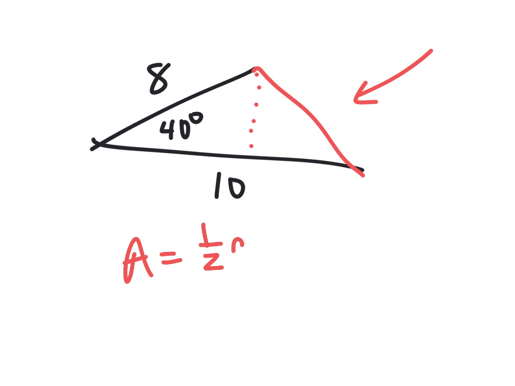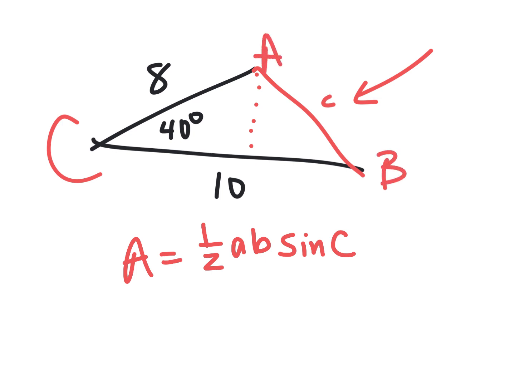Okay, 1/2 AB sine, anybody remember? C, very good. I did mention it once in class. 1/2 AB sine C. Once again, C being the key angle. Do we have any other angles? No, so you for sure would want C to be this 40. And if that's C, then this is little c. And the other ones must be A and B.